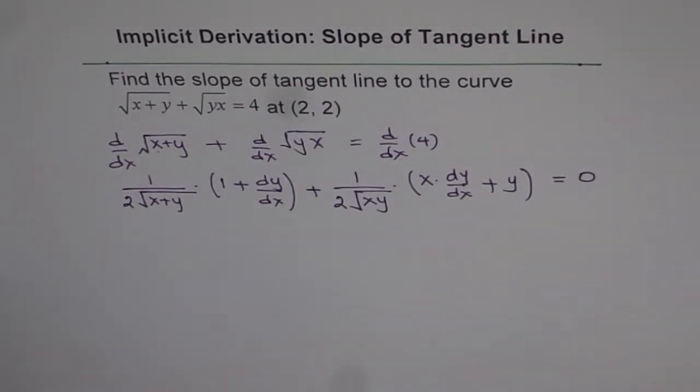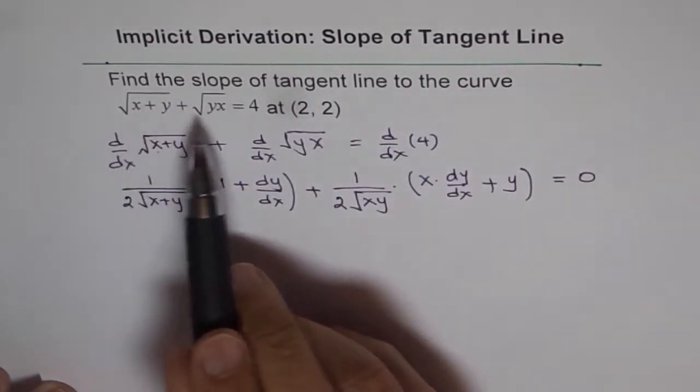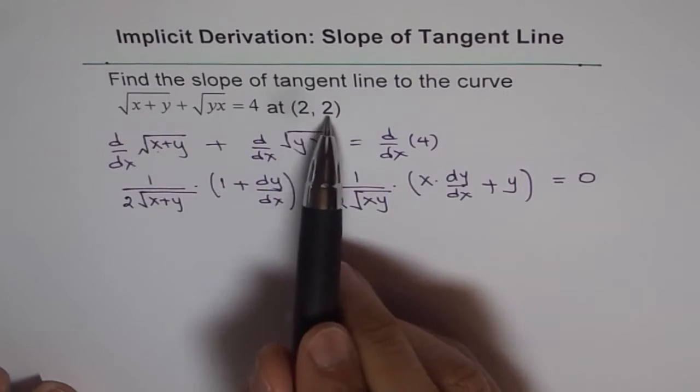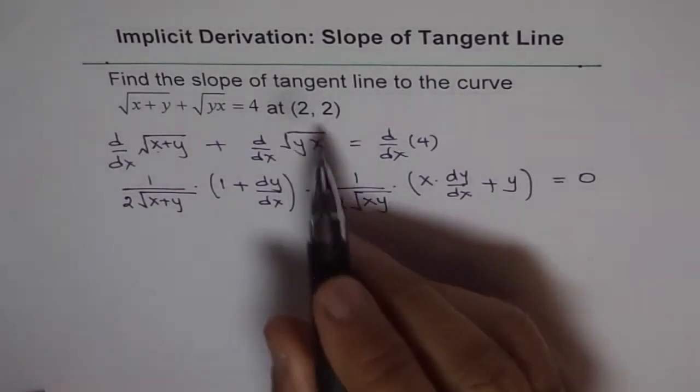Now the question is, find the slope of the tangent line to the curve this at (2, 2). Now it does not say find dy/dx for the curve at a general point. So we are given a point here, right? So our point is (2, 2).